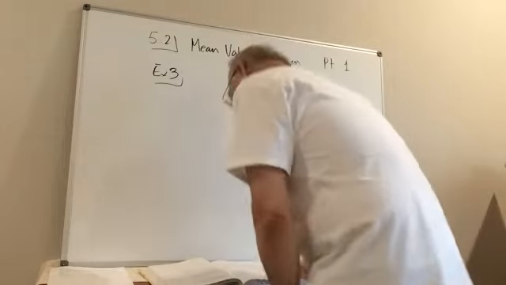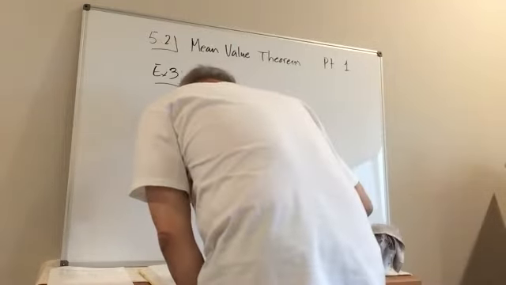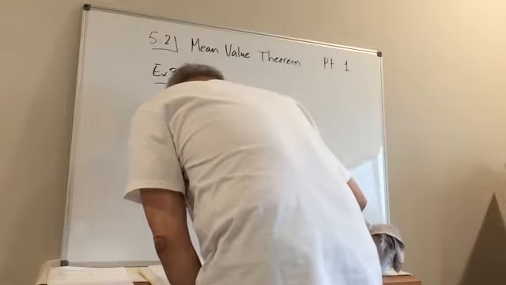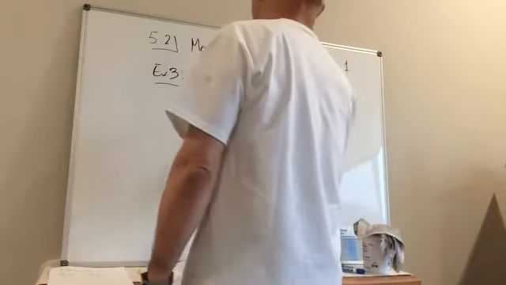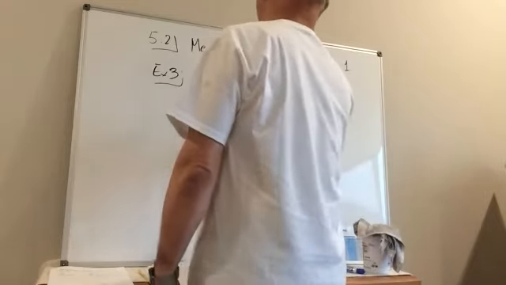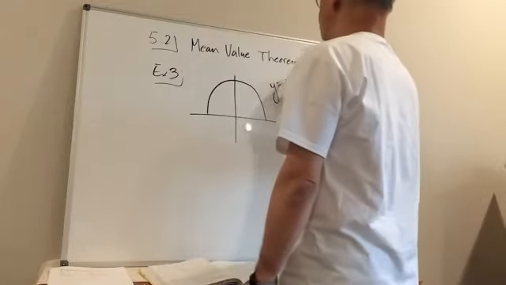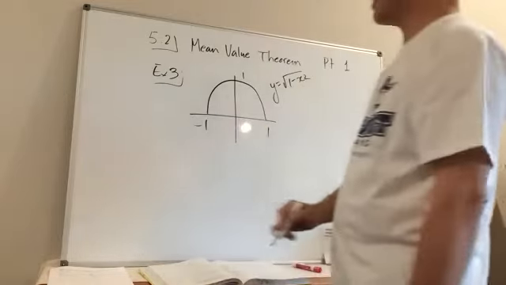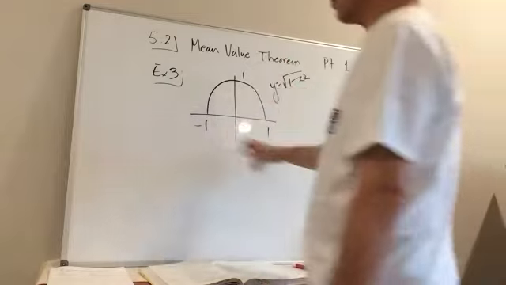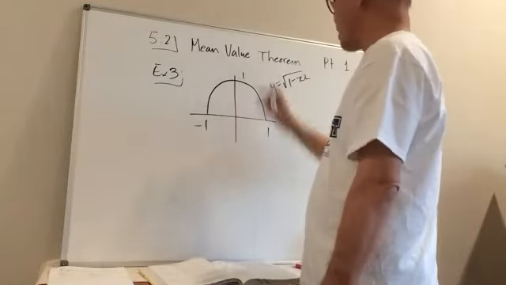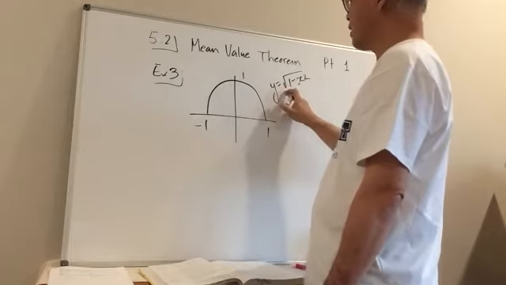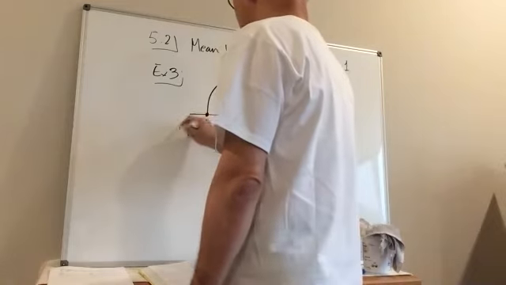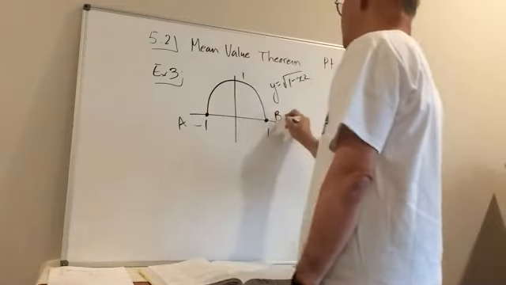Example number 3, let f of x equal that. A and B, find a tangent line that is parallel to the secant AB. Okay, so y is equal to the square root of 1 minus x squared, from -1 to 1, right? It is the upper half of the circle, right? It's a semicircle on the upper half because y has to be greater than or equal to 0, right? So this is going to be point A. This is going to be point B.